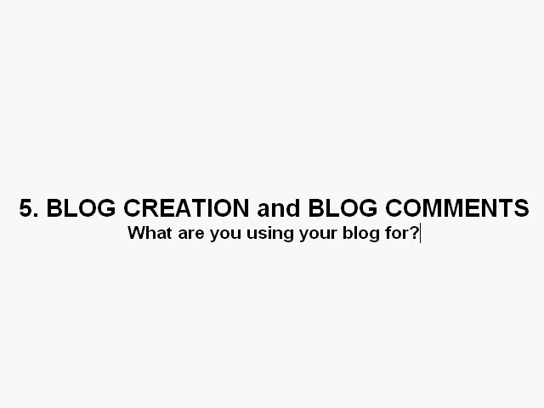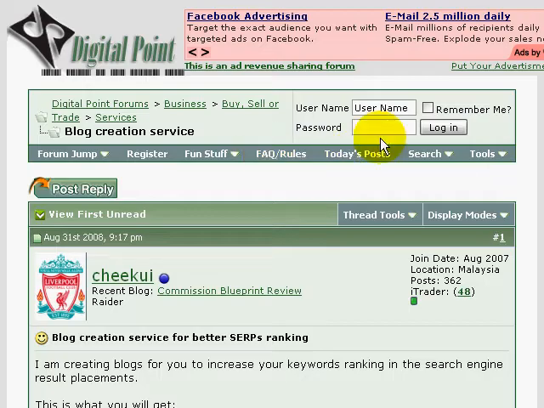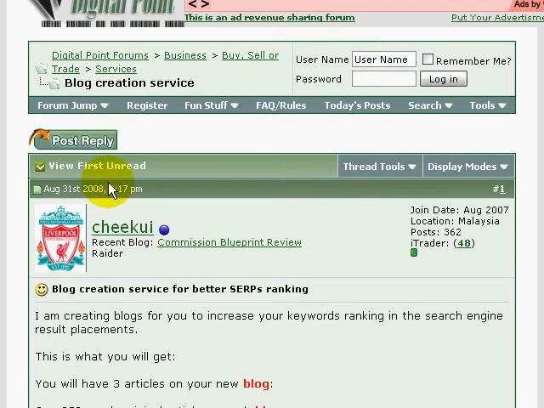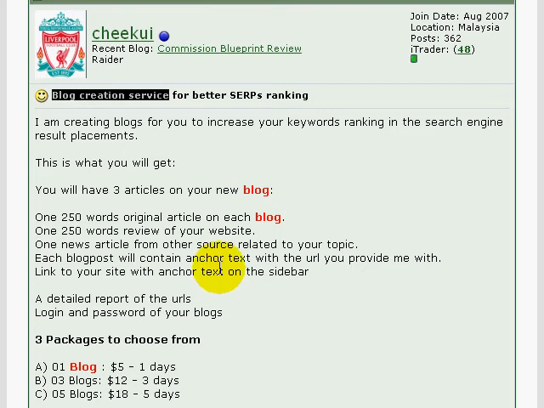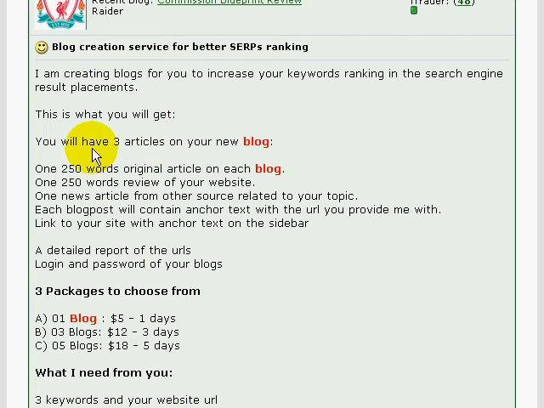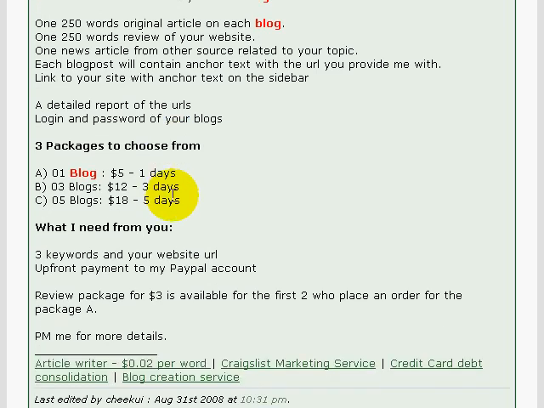You can do that, and I would recommend going to places like Digital Point Forums. You can do a search on "blog creation service", these exact keywords. That's what I normally do. And you can figure out different plans, like for example, this person here, it says, I'm creating blogs for you to increase your keyword ranking and search engine placement. And he will offer you 3 articles on your blog. One thing I would recommend is to see examples of blogs that he's created beforehand.